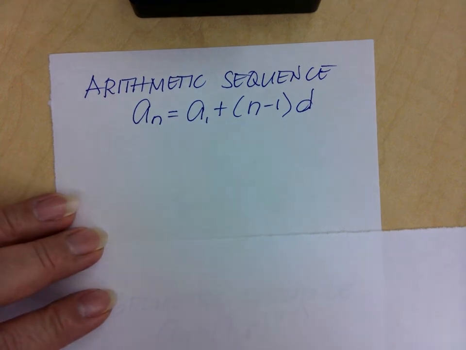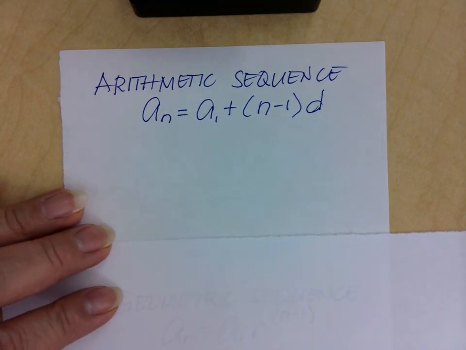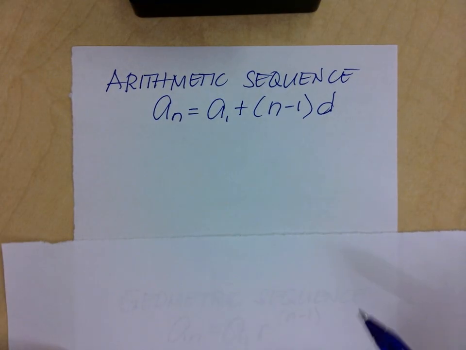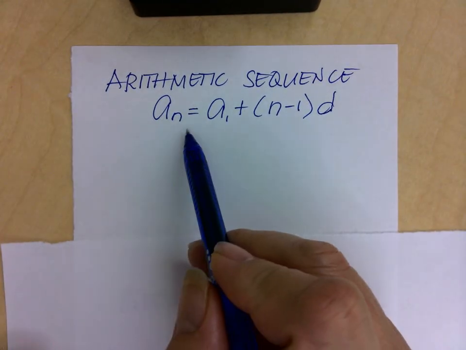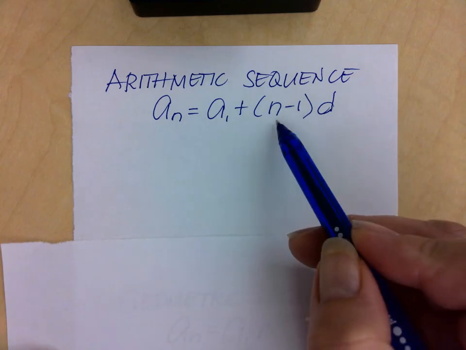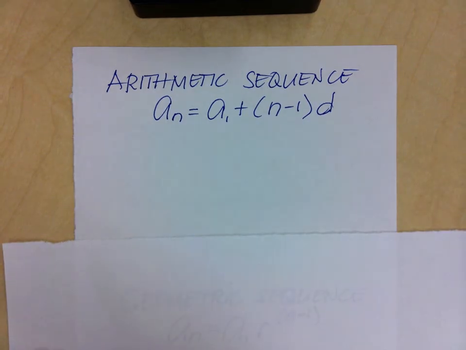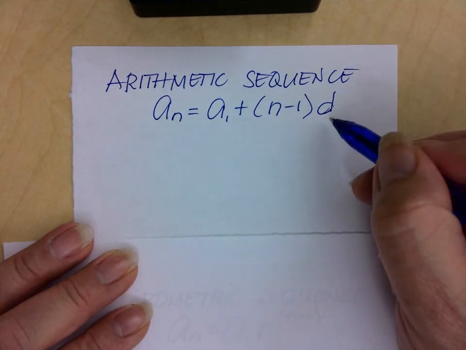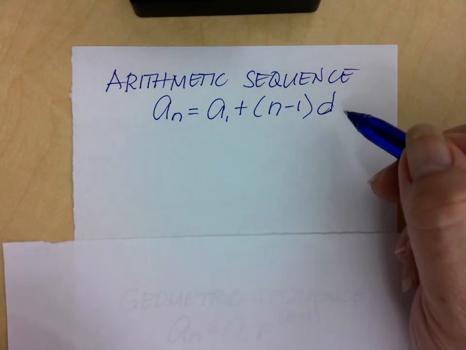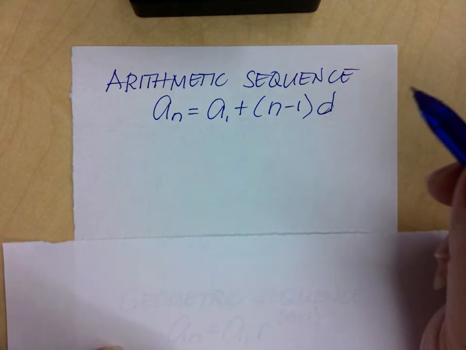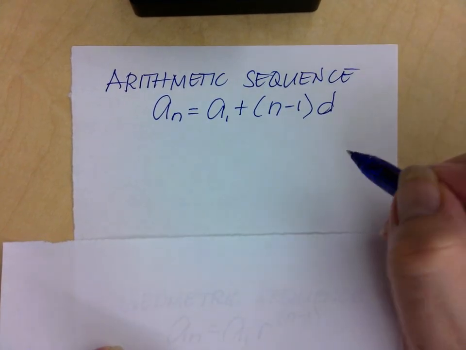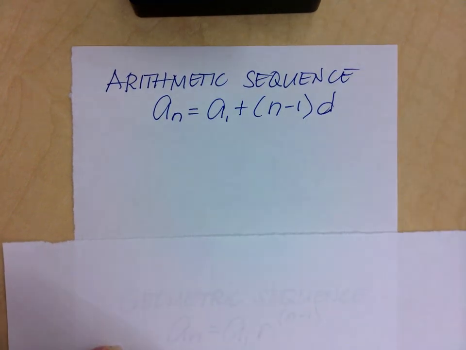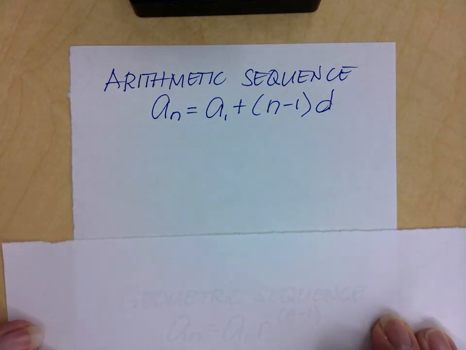Our previous topic is about arithmetic sequence. As you could recall, the formula for arithmetic sequence is a sub n is equal to a sub 1 plus n minus 1 times d. And you know that when we talk about arithmetic sequence, the d means difference. What does that mean? You have to think about a number that you added or subtracted to the first term to get to the second term. So let's have an example.